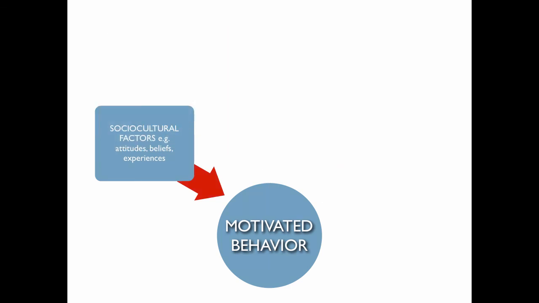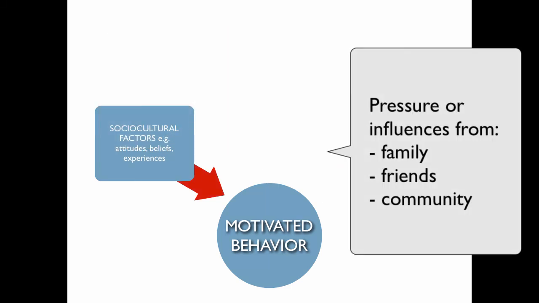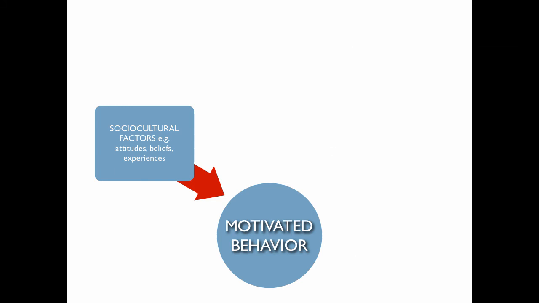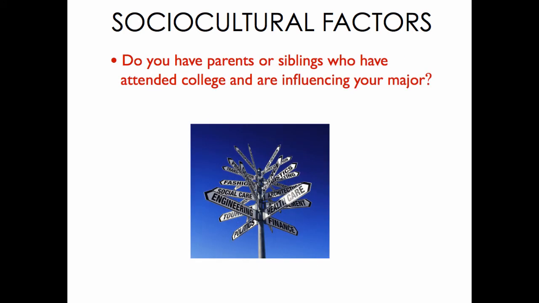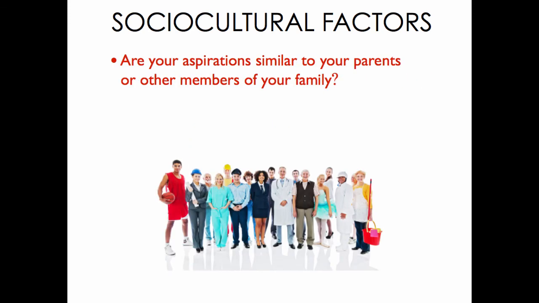The first factor is sociocultural. It involves the pressures or influences on you from your family, friends, and community. Did you always assume that you would get a college education? Or is this a whole new world that has opened up to you? Do you have parents or siblings who have attended college and are influencing your major, so they have communicated what to expect from the experience? Are your aspirations similar to your parents or other members of your family? So do the careers of your family members reflect your passion or interest also?